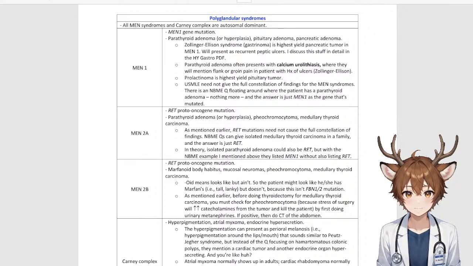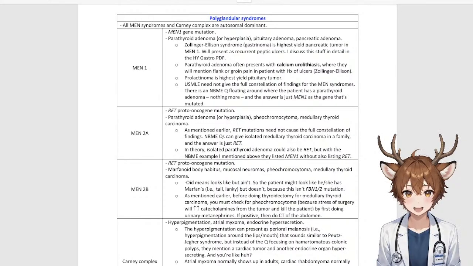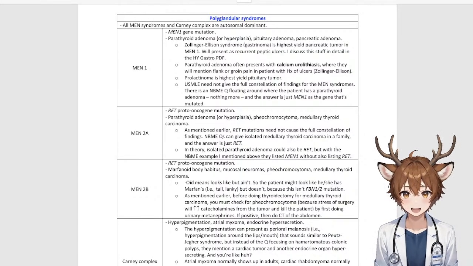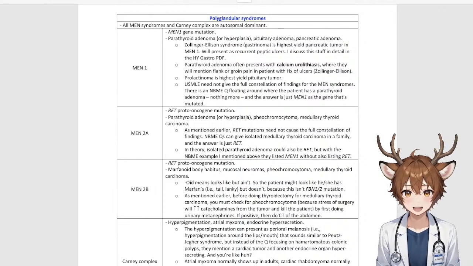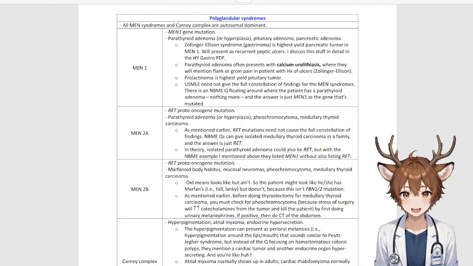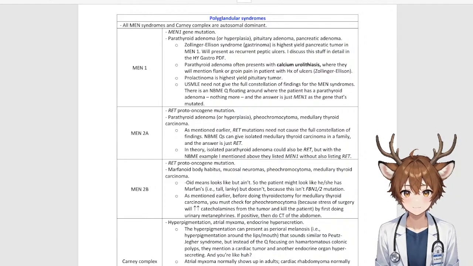It's a RET issue. As mentioned earlier, before doing thyroidectomy for medullary thyroid carcinoma, you must check for pheochromocytoma, because the stress of surgery will increase the catecholamines from the tumor and could kill the patient. First do urinary metanephrines, and if positive, then do a CT of the abdomen.